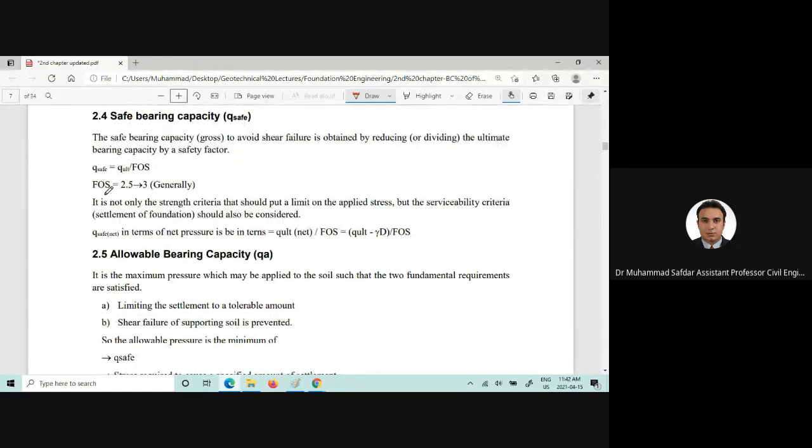Now, what would be the safe bearing capacity? The safe bearing capacity means that if you find out the ultimate bearing capacity, and you use the factor of safety, for example, Q ultimate divided by the factor of safety, and this factor of safety can be 2.5 to 3, generally for shallow foundations. Now, we had a good discussion on why we use the factor of safety. There are several uncertainties due to the loading conditions, sample collection, sample testing, etc.